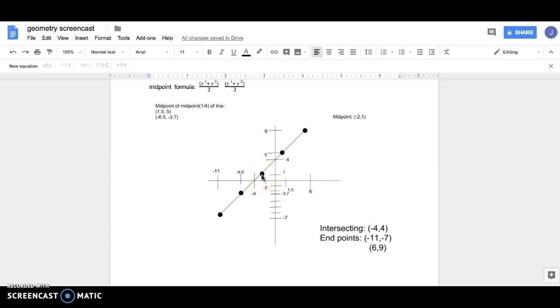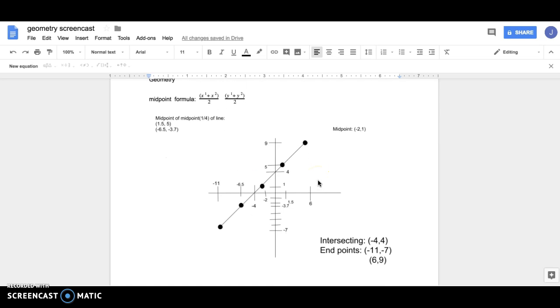And with that, using this endpoint, I was able to find a line segment for this far right point and this far left endpoint. So my midpoint for the right side is 1.5 and 5, both positive, and for the left side, I found that it was -6.5 and -3.7.